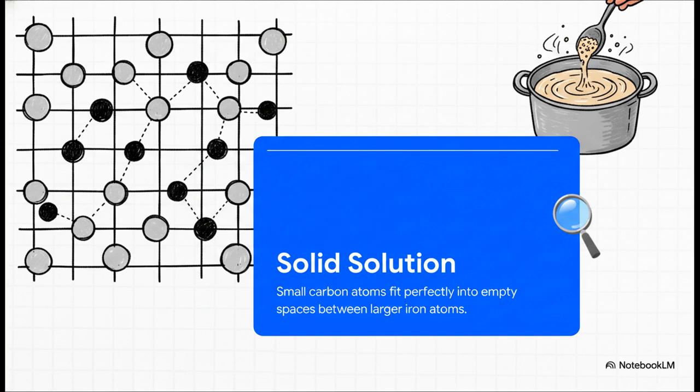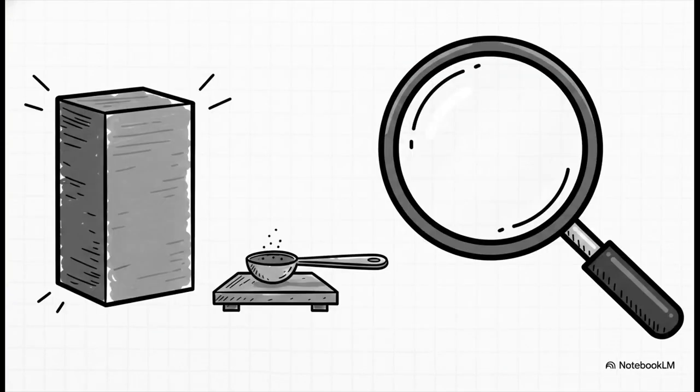But when we add carbon, a kind of magic happens. These tiny carbon atoms fit perfectly into the empty spaces, the interstices, between those larger iron atoms. It's exactly like adding flour to a sauce. Just a little bit of carbon thickens and strengthens the iron matrix, locking the iron atoms right in place so they can't slip anymore. But here's the absolutely crucial point.